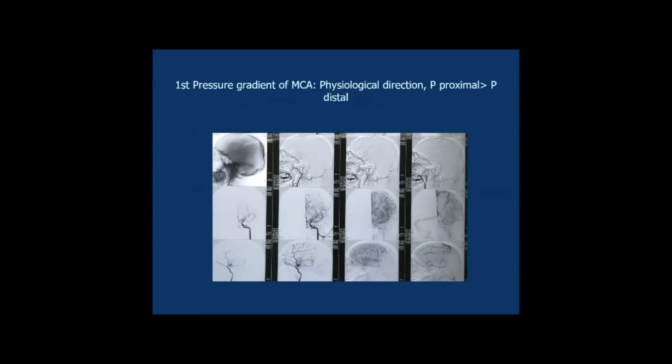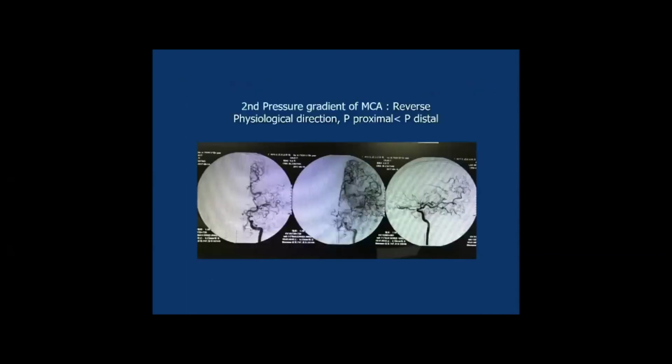So actually we already published the 2 types of pressure gradient of MCA. The first still keeps the physiological direction, so the P proximal is larger than P distal. But in Moyamoya vasculopathy, it's quite common to see the second pressure gradient of MCA. It's a reversed physiological direction, which means the P proximal was less than P distal. We can see the blood flow comes from PCA to MCA. So at the M2 segment, the pressure was lowest.